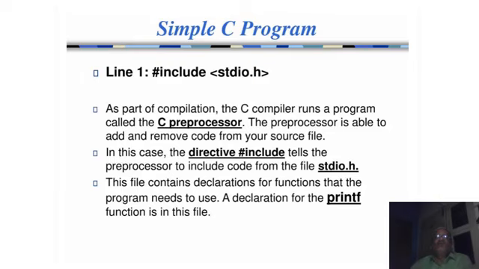Let us see what has been done in this program. In line 1, we have include stdio.h. As a part of compilation, the C compiler runs a program called the C preprocessor. The preprocessor is able to add and remove code from your source file. In this case, the directive tells the preprocessor to include code from the file stdio.h, which stores our needed code. This file contains declarations for functions that a program needs to use.